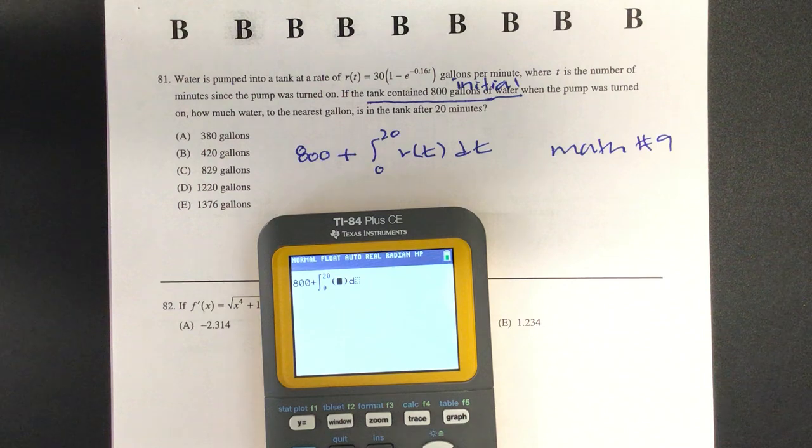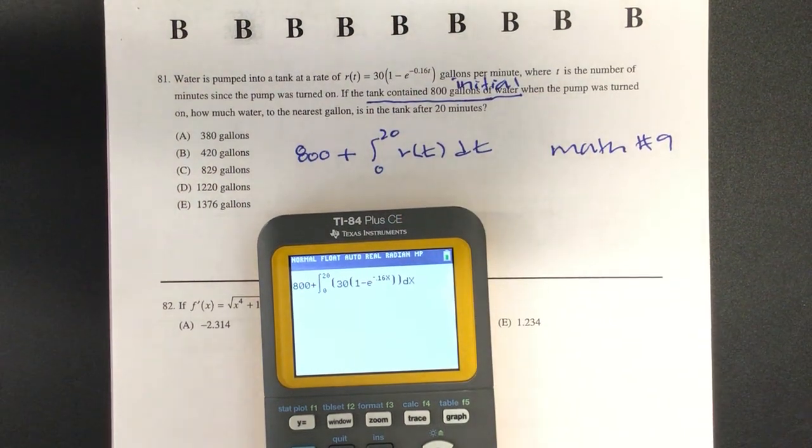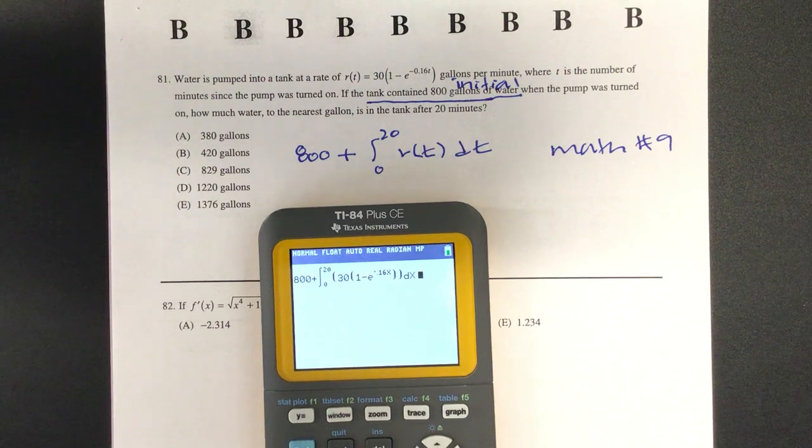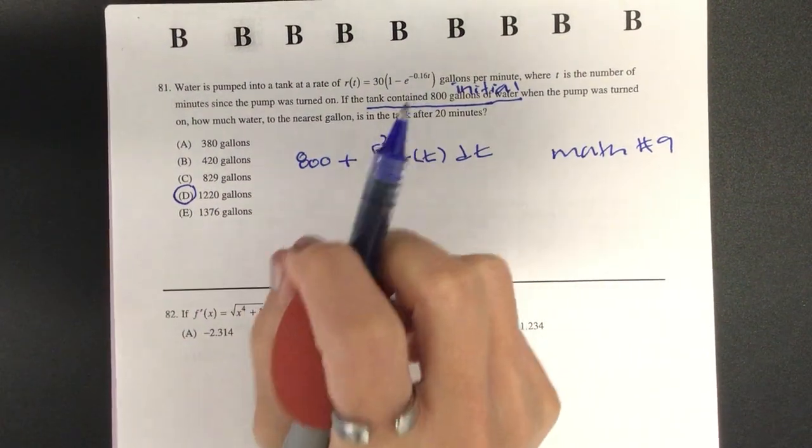And then we have our function given. We have 30, open your parentheses, type it exactly as you see. E to the negative 0.16t. And then close out parentheses, and then we have dx. Okay, let's make sure I typed it in correctly. All right, where's yours? Go back. Okay, did y'all get 1220? Yep.